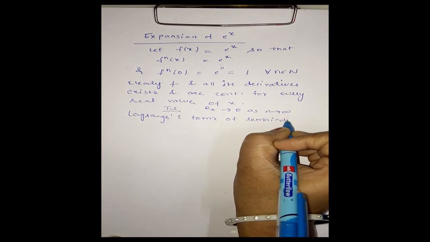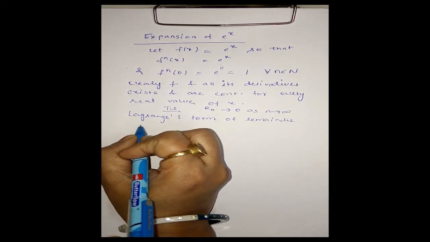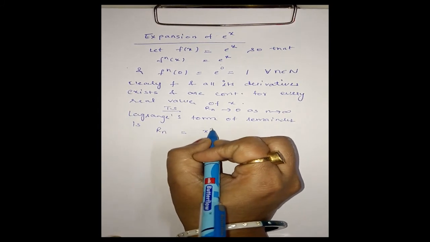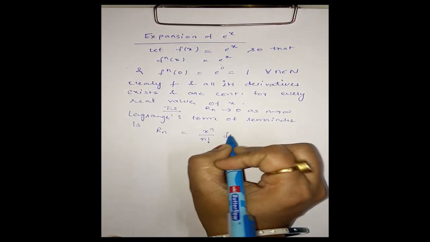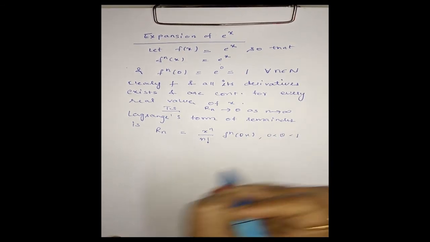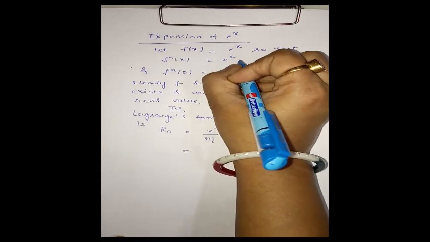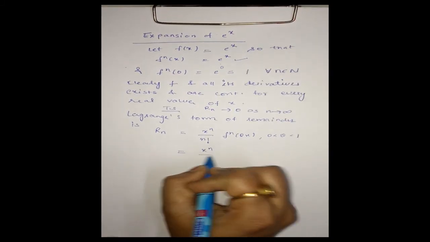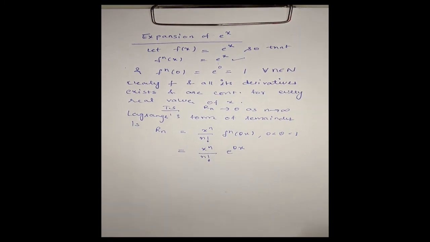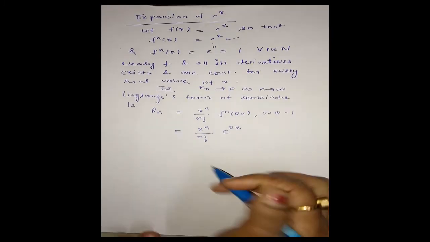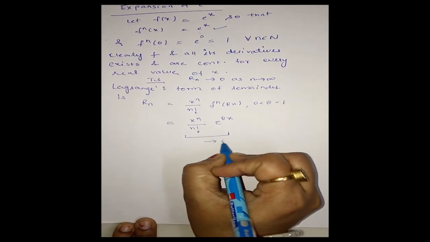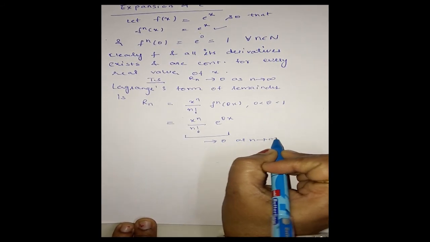Now, Lagrange's form of remainder is Rn equal to x^n by n factorial f^n(theta x), where theta lies between 0 and 1. That means from here, this is x^n by n factorial e^(theta x). Okay. Now we have to show that this Rn tends to 0 as n tends to infinity.